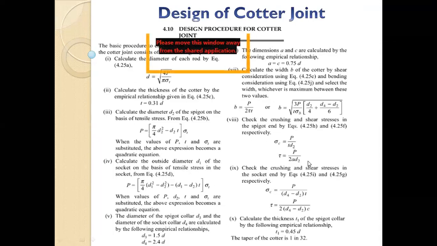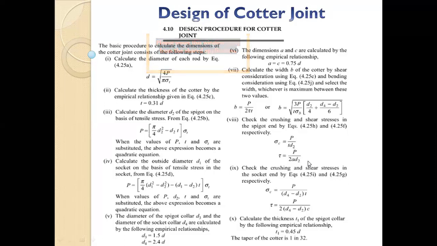If it doesn't fail and the stresses we got are within the limits, then we will say the dimensions are final. If it doesn't, then we will increase those dimensions and check again, and when the stress is within the allowable limit, then we can say our design is safe.